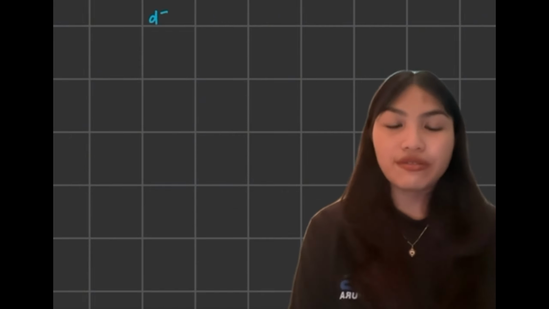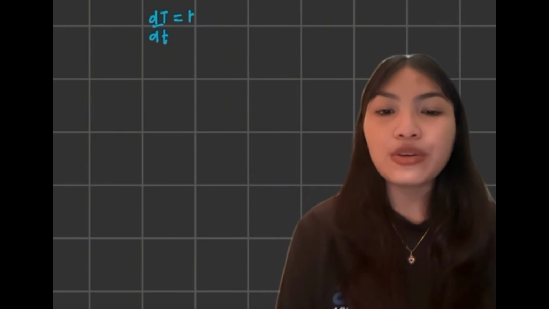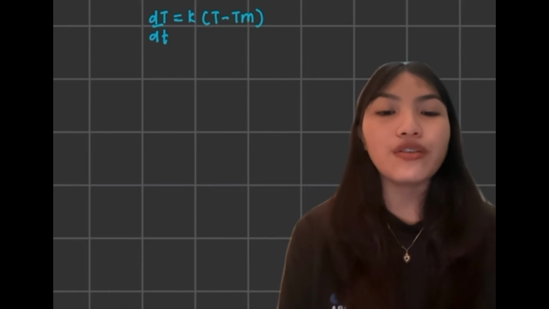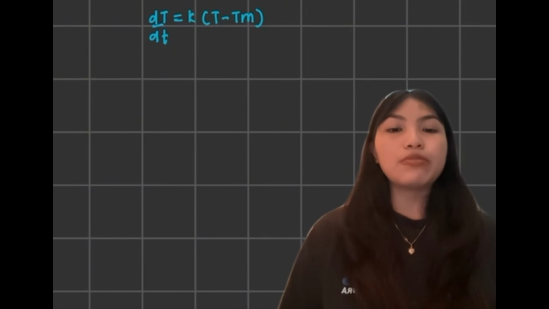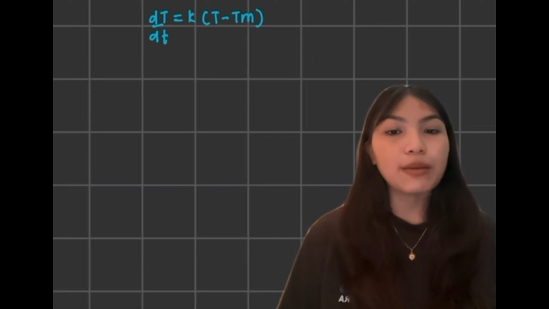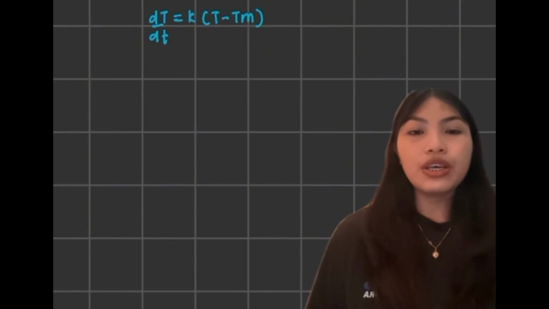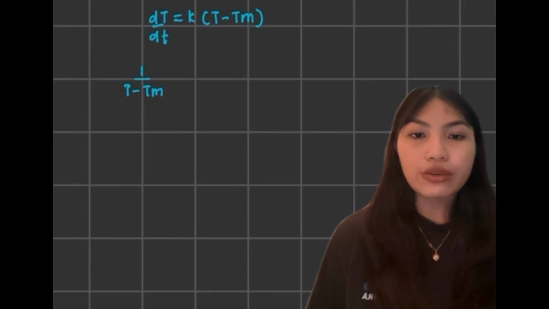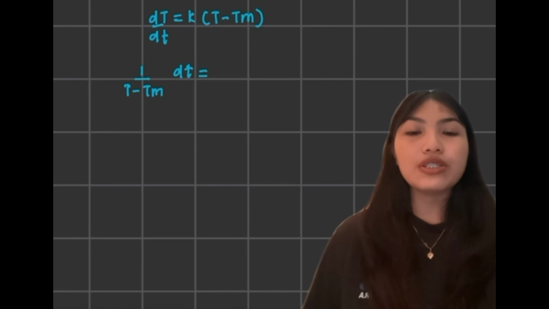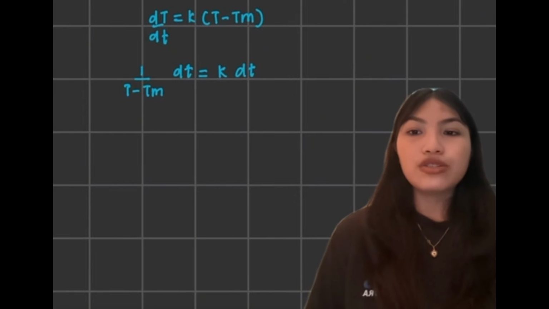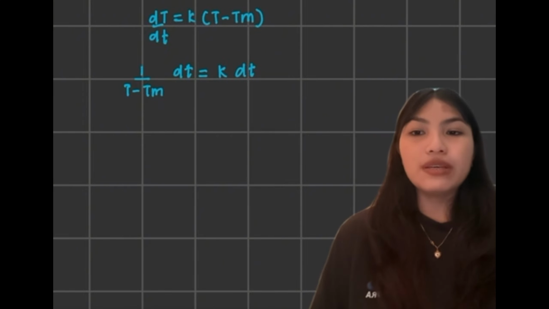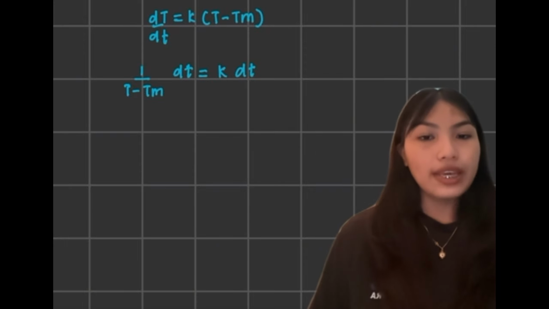So we are given the differential equation. This equation simply means that the rate of change of temperature with respect to time is proportional to the difference between the object's temperature and the surrounding temperature. To solve this differential equation, we move to the first step, which is to separate the variables. We use the separation of variables method by rearranging the equation so that all terms involving temperature are on one side and all terms involving time are on the other side. So from here, we get 1/(T - Tm) dT = k dt.